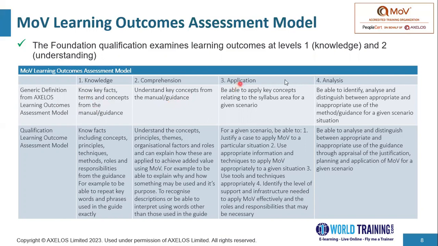Now, level 3 and level 4 is more for the practitioner exam. So the foundation focuses on level 1 and level 2. Qualification learning outcome assessment model: at level 1, you need to know facts, including concepts, principles, techniques, methods, roles, and responsibilities from the guidance. For example, to be able to repeat keywords and phrases used in the guidance exactly.